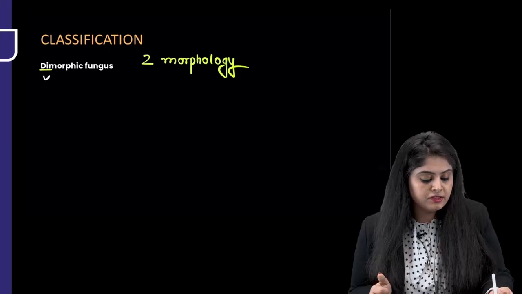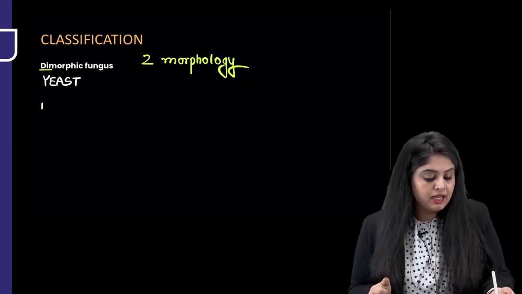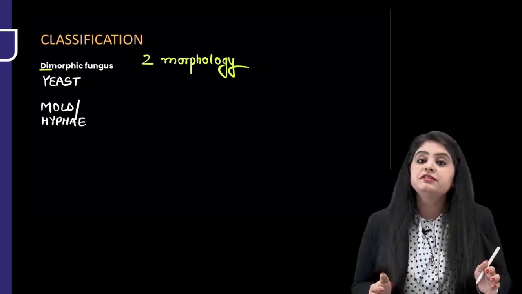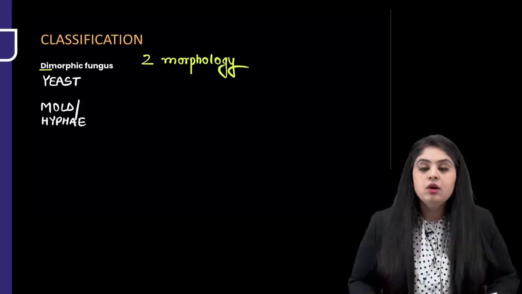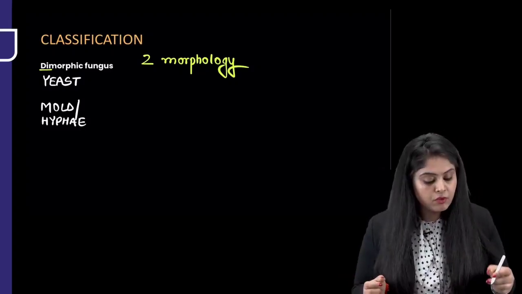Till now, we have studied something known as the yeast form, which is going to have that budding. And the other one is known as the mold or the hyphae form, which is going to be a true hyphae. So there are two forms, and this fungus exists in both. It can exist in a yeast form also, and it can exist in a mold form also. So what do you have to know out here?